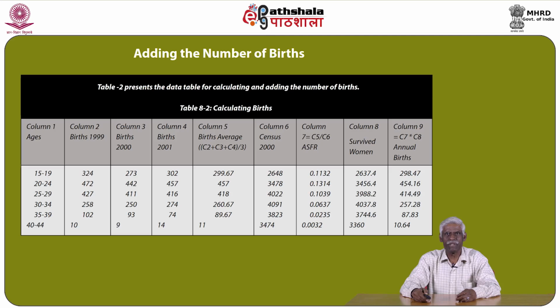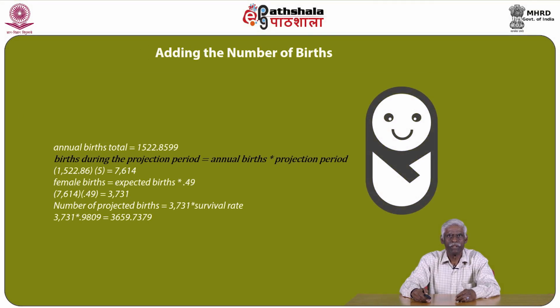Table 8.2 presents the data for calculating and adding the number of births. As in column 1, various broad age groups are given. Column 2 is the number of births that have taken place in 1999. Column 3 refers to the number of births in 2000. Column 4 is births in 2001 and column 5 is equal to column 2 plus column 3 plus column 4 divided by 3, which gives the average annual births. The annual births total in this example is given.